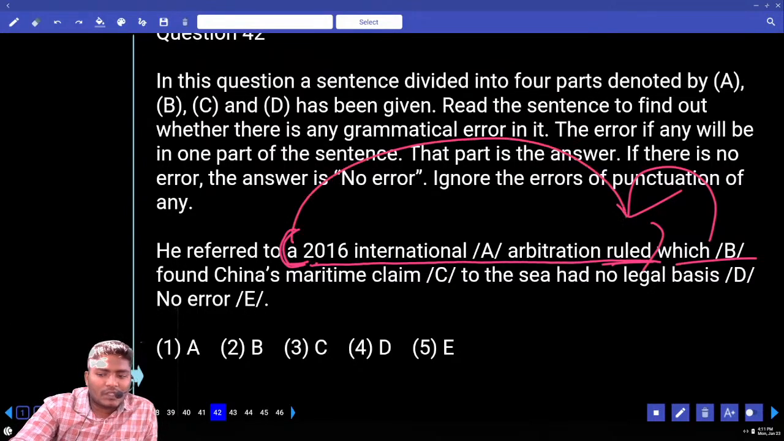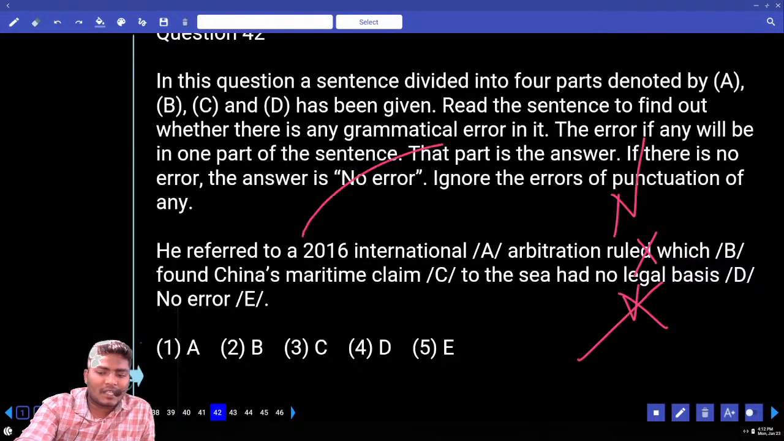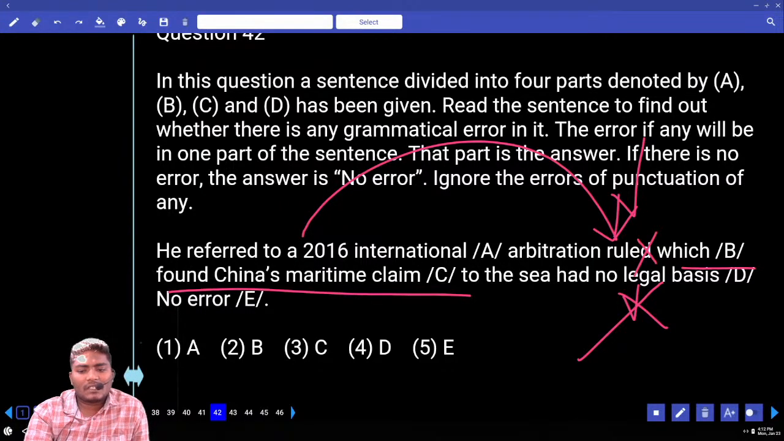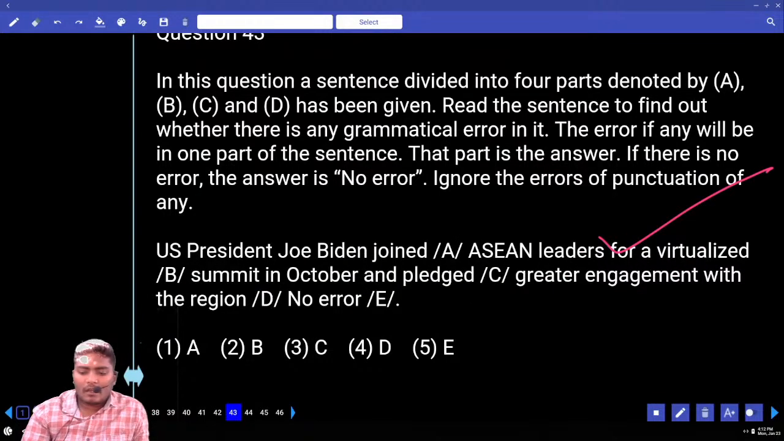He referred to some rule or he referred to some ruled? Rule is given or ruled is given? Rule. We cannot use the verb form here. We need the noun form. That is, he referred to a rule which found China's maritime claim to the sea. So the answer comes with the second part.